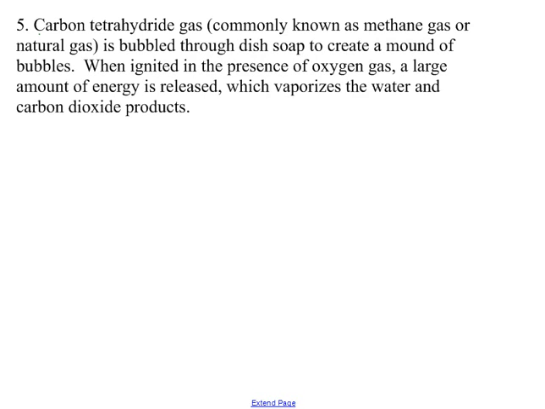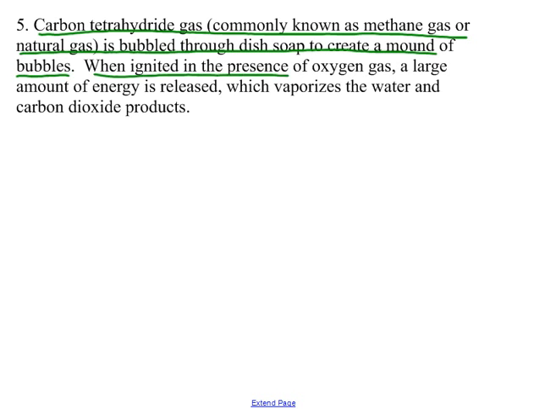Carbon tetrahydride gas, commonly known as methane gas or natural gas, is bubbled through dish soap to create a mound of bubbles. When ignited in the presence of oxygen gas, a large amount of energy is released. So we need oxygen gas as a reactant. That's where I'm pausing for a moment to make sure that that's understood. But then it says a large amount of energy is released, which vaporizes the water and carbon dioxide products. So those are our products. The underlining green are our reactants.